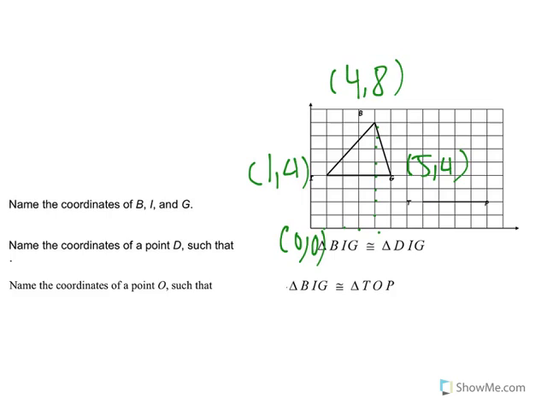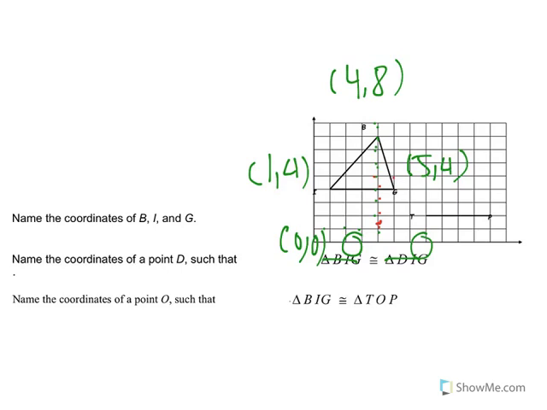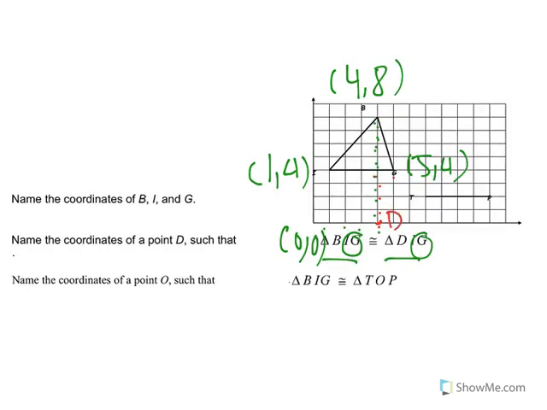Okay, and name the coordinates of a point D such that triangle BIG is congruent to DIG. Since we're using the same I and G, to get D, we go from G to B: left 1, up 4. So for D, we go left 1 and down 4. So this could be our point D, and then we can have this triangle here. The coordinates for D would be 4, 0.